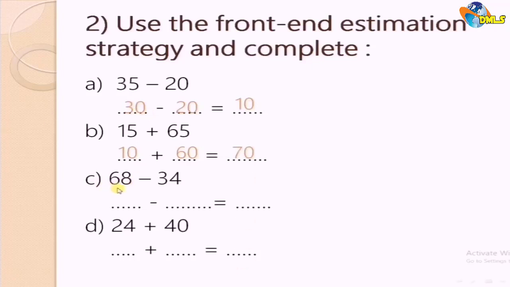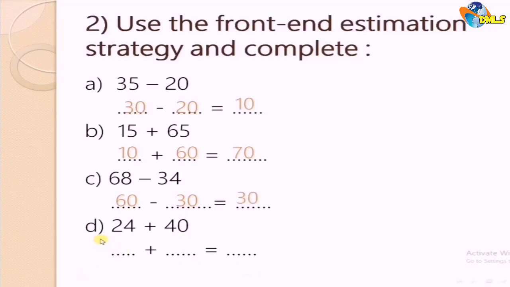Question C. 68 minus 34. Here 68 is a two-digit number, so of course we will look at tens. The value of digit 6 is 60, so the estimation is 60. 34, a two-digit number, so I will look at the tens place. I find in the tens place 3, and the value of 3 is 30, so the estimation of 34 is 30. 60 minus 30, of course, will equal 30.